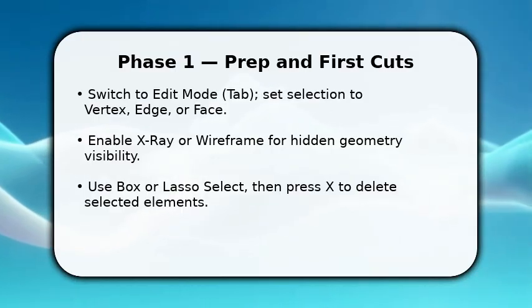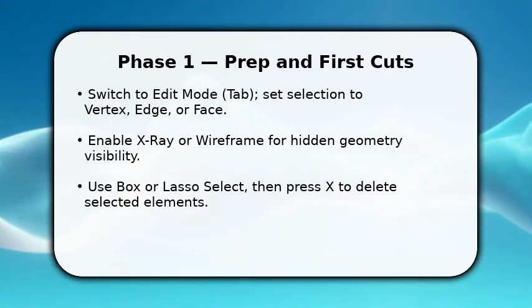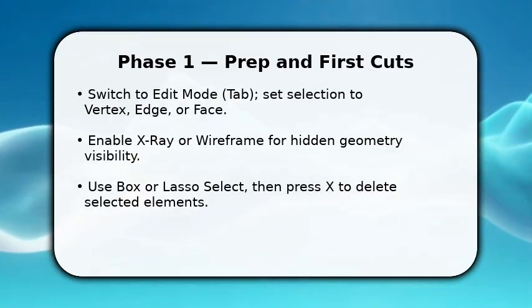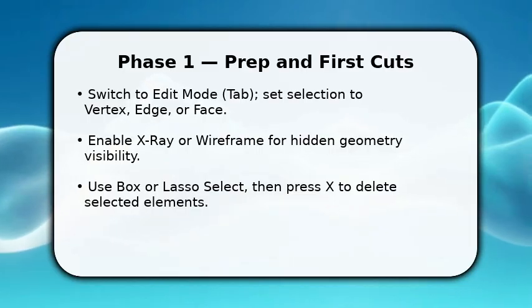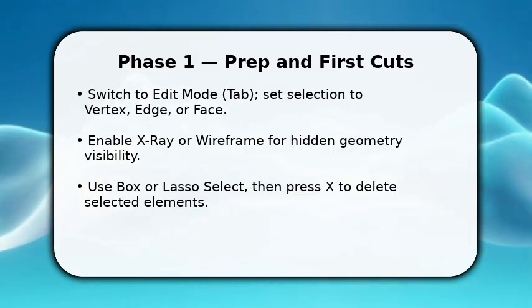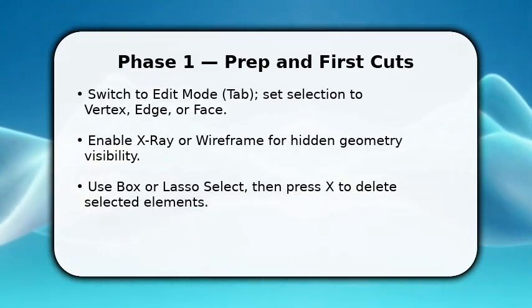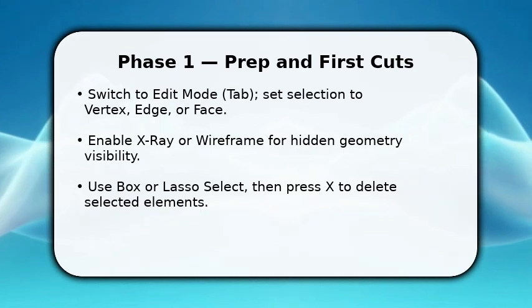Next, use box or lasso select for fast bulk removal. Press X and pick delete faces, edges, or vertices depending on what you need. Make sure to check the object origin and apply scale, Ctrl+A first, since transforms affect snapping and knife accuracy.